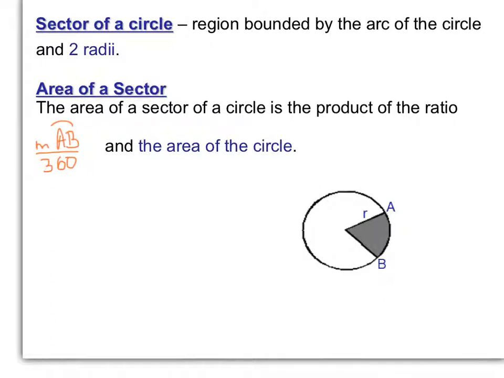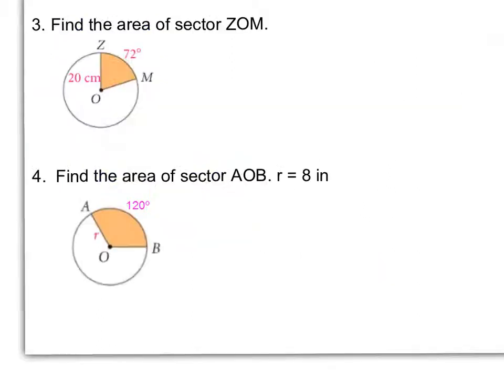A sector of a circle is the region bounded by the arc of the circle and 2 radii. The area of a sector of a circle is the product of the ratio measure of arc AB divided by 360 and the area of the circle. So referring to our circle on the right, if I wanted to find the area of that shaded region, which is the sector, I would take the measure of arc AB divided by 360 times pi r squared.